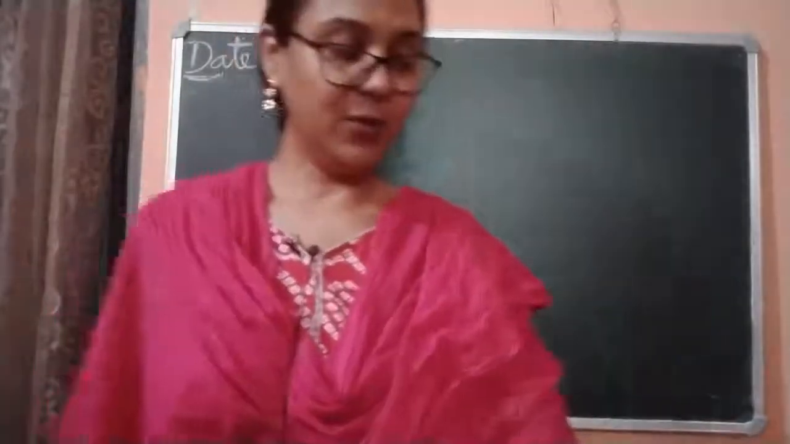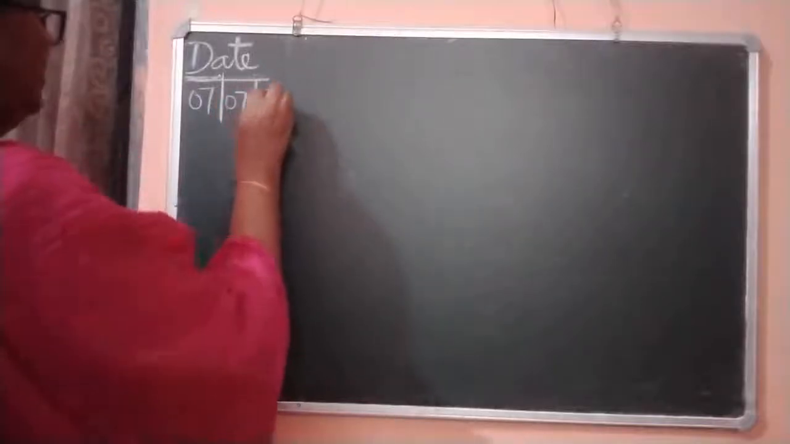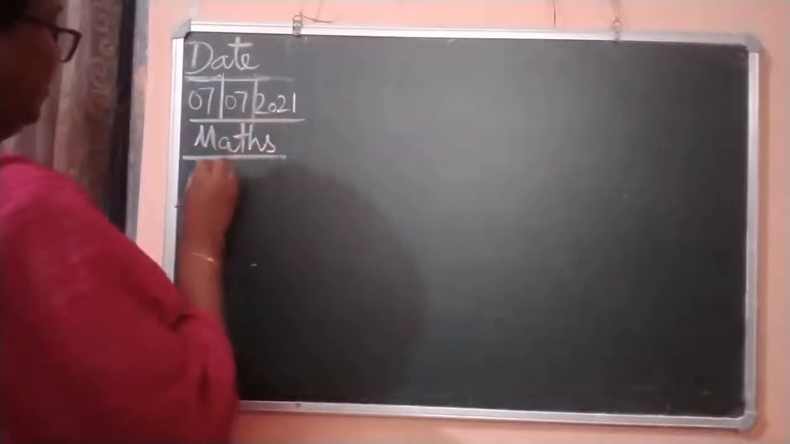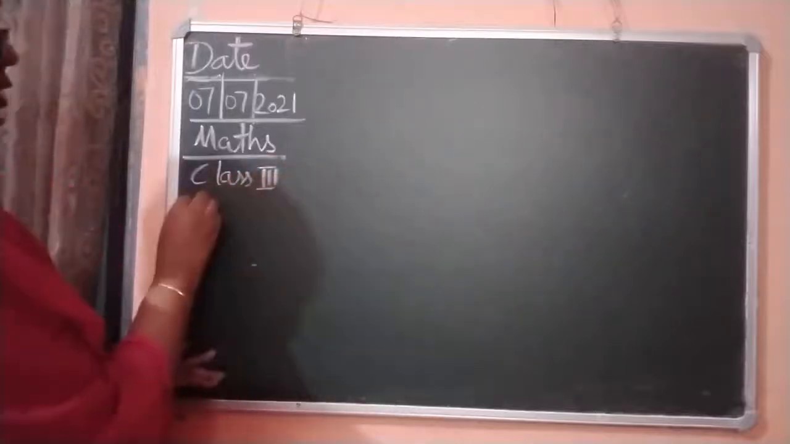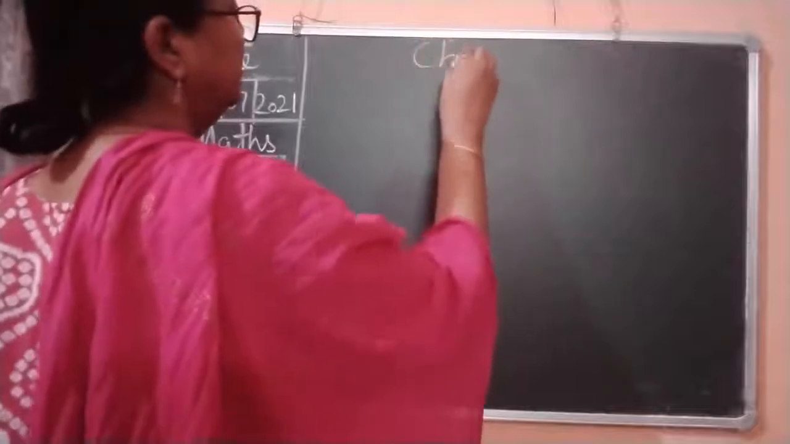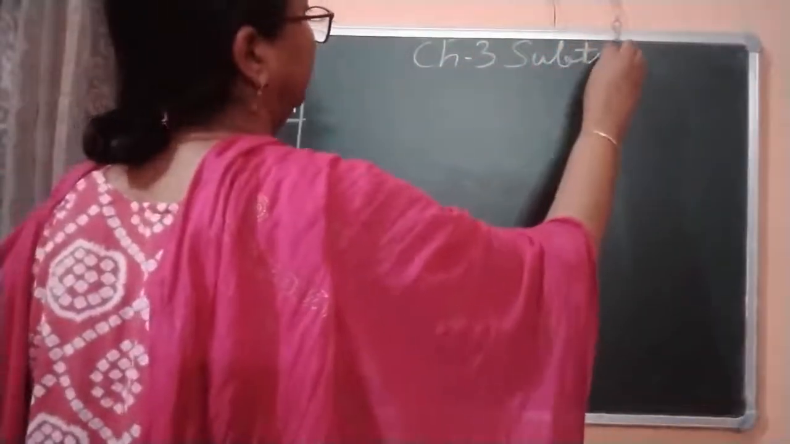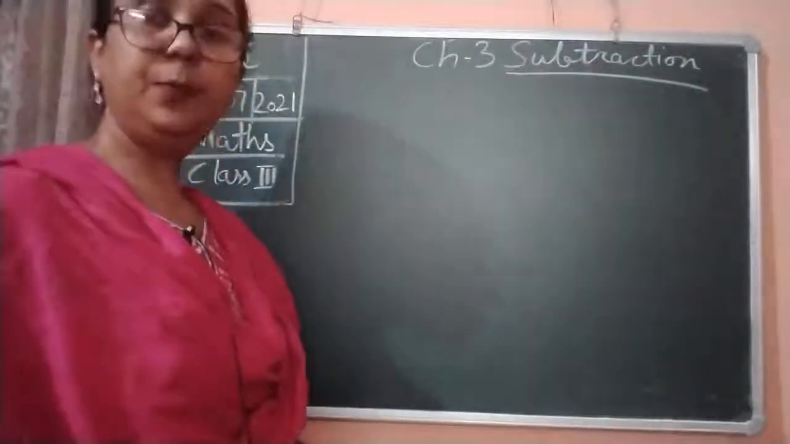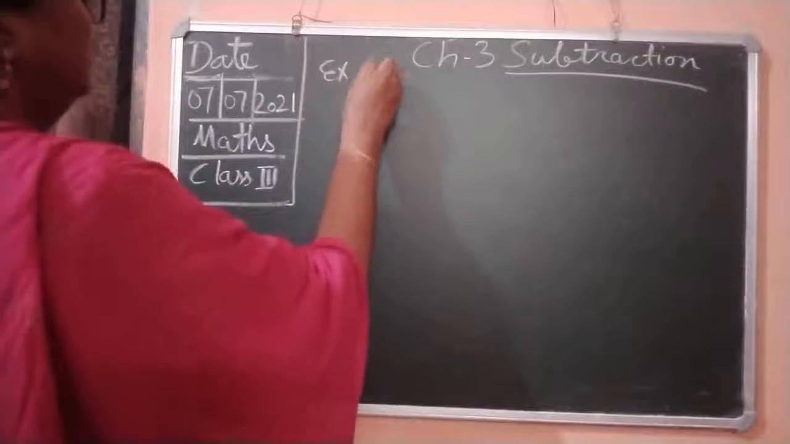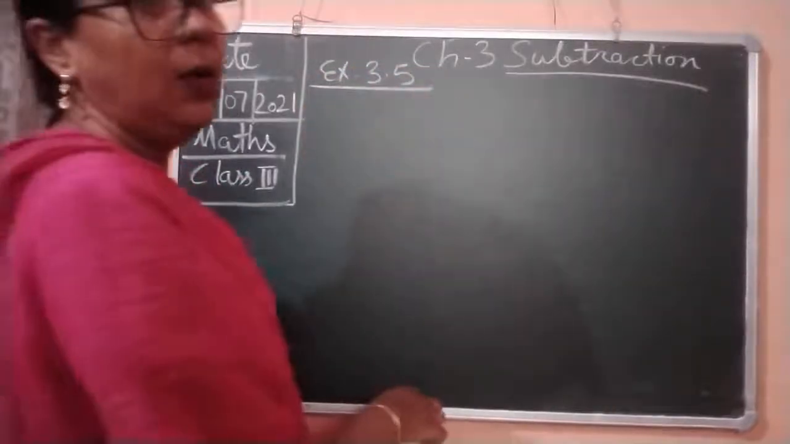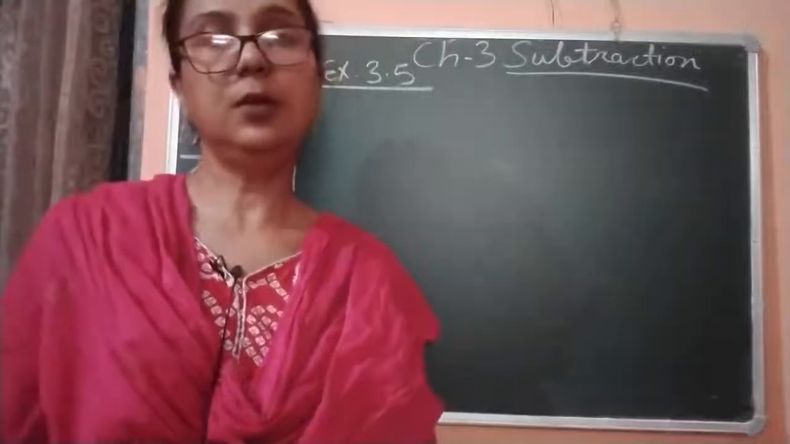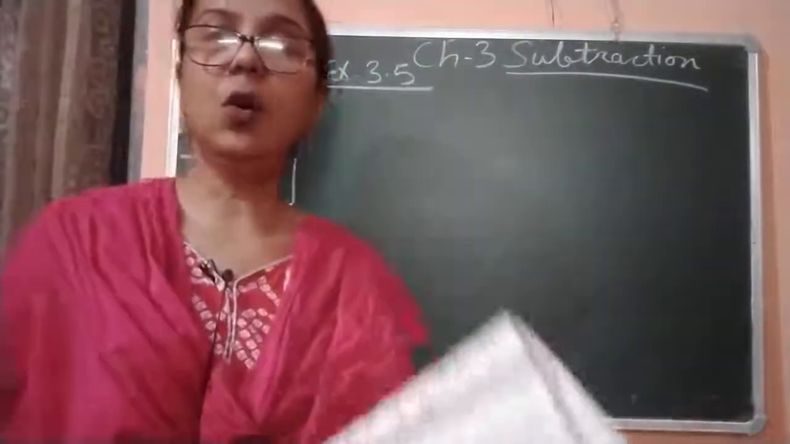So children, let's start. Today is 7th July 2021. Okay children, we are learning subtraction. Exercise 3.5 we are doing, and we were on question number 6. You can find this question on page number 53 in your composite mathematics.